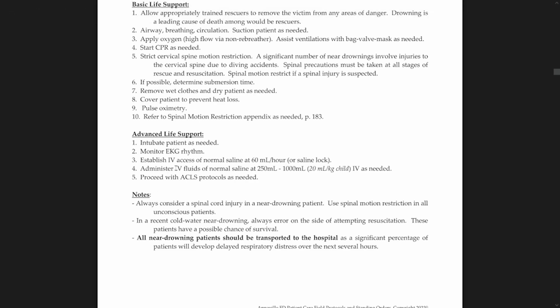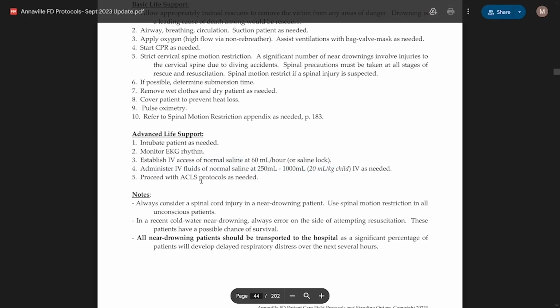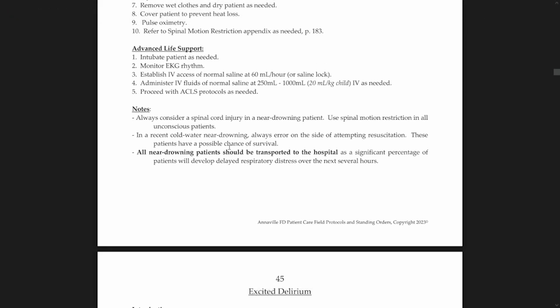For ALS, intubate the patient as needed. Monitor a 12 lead. Establish IV access of normal saline. Administer IV fluids of normal saline as needed and proceed with ACLS protocols. Note, always consider a spinal cord injury in a near drowning patient. Use spinal motion restrictions in all unconscious patients.